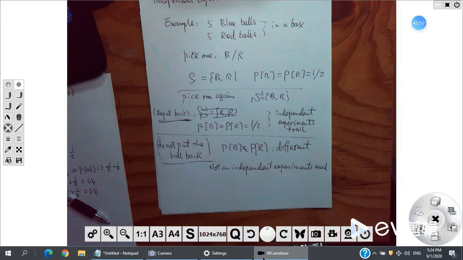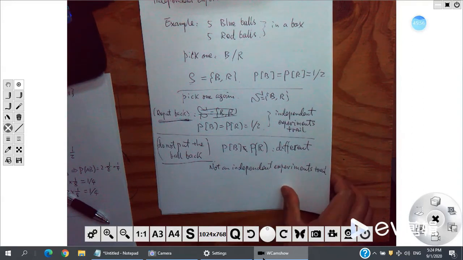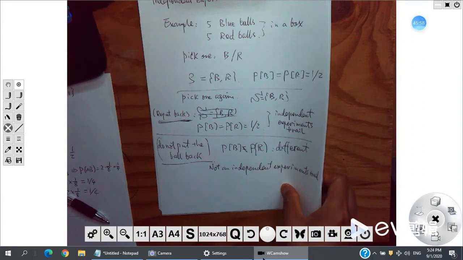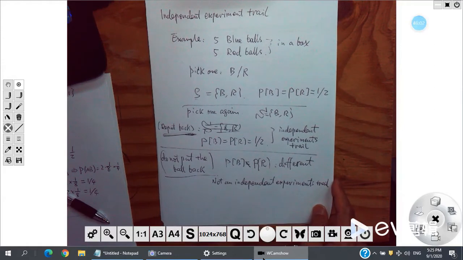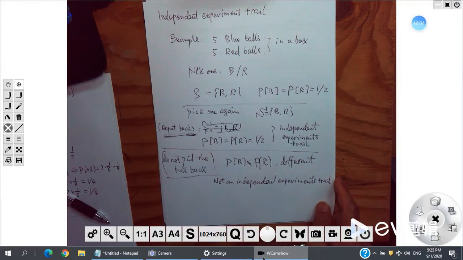Anything more? Okay, one more thing. For independence, actually we have 2 kinds of independence. The first one is for events, the second one is for experiments. They are similar things, but they are different. Okay, and they are related.